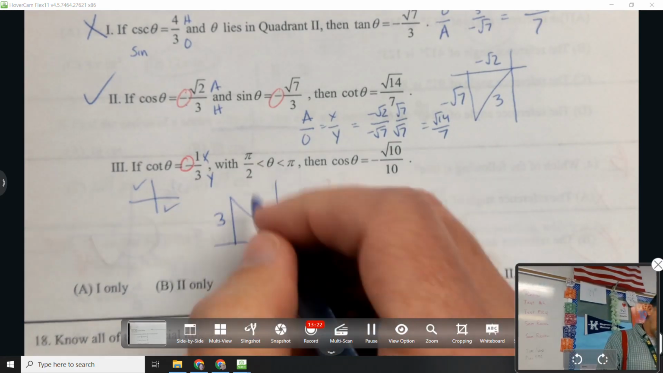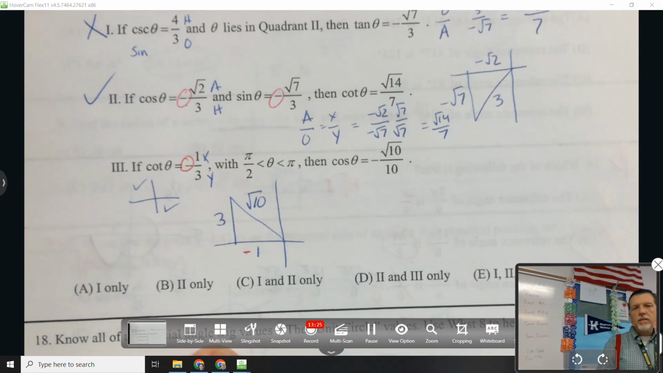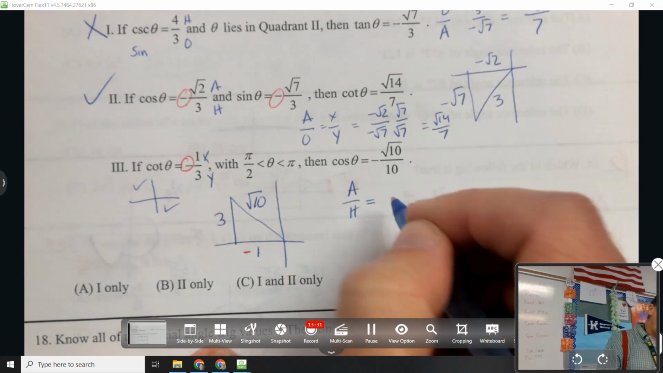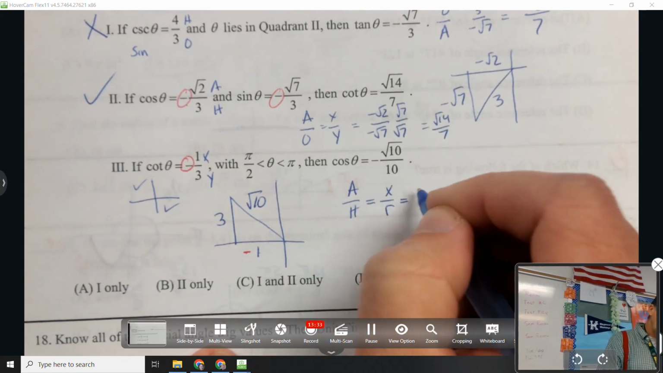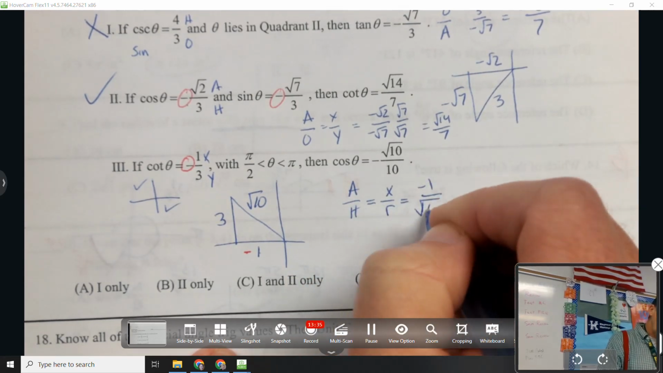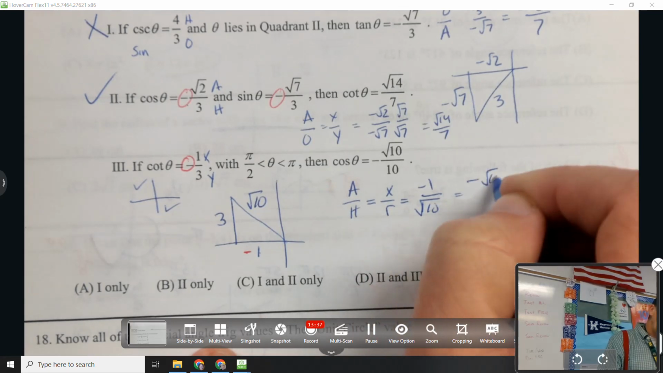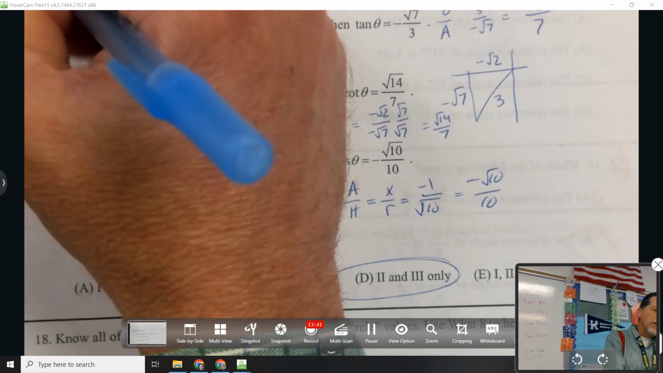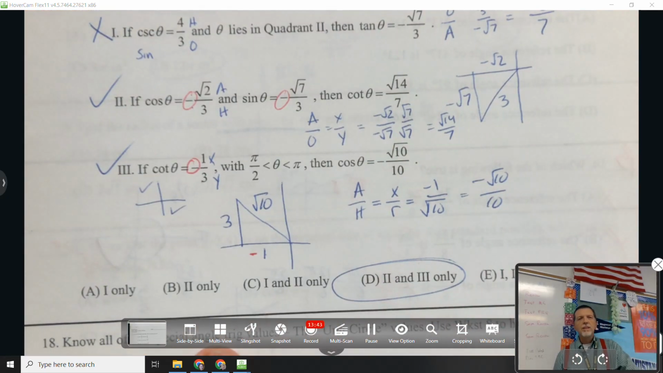A squared plus b squared is 10. So square root of 10 for the radius. Cosine is adjacent over hypotenuse, or x over r. So negative root 10 over 10. So 2 and 3 are true. There's a lot of work on that problem.